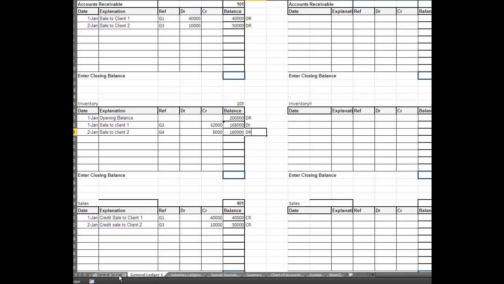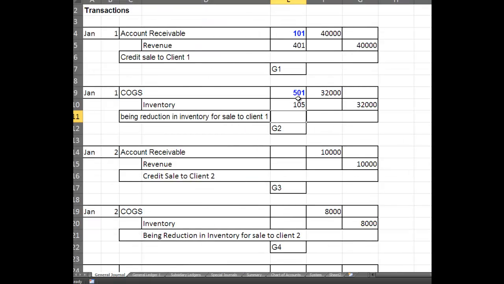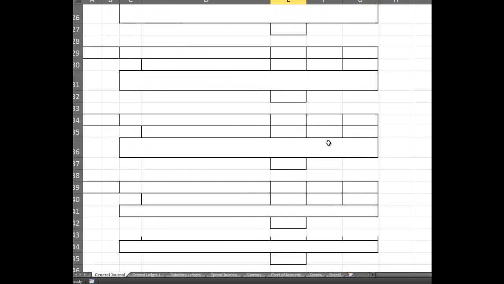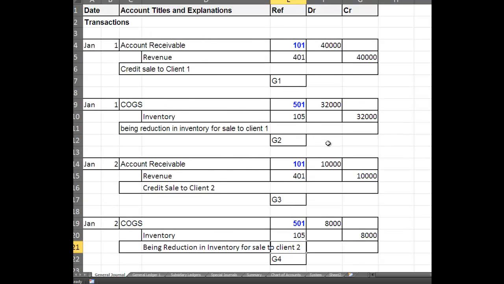Now we need to go back and indicate that we've posted these items. So accounts receivable, we posted that to 101, revenue we posted to 401, cost of goods sold we posted to 501, and inventory we posted to 105. I'll save that. Now we would keep going on doing the same thing.